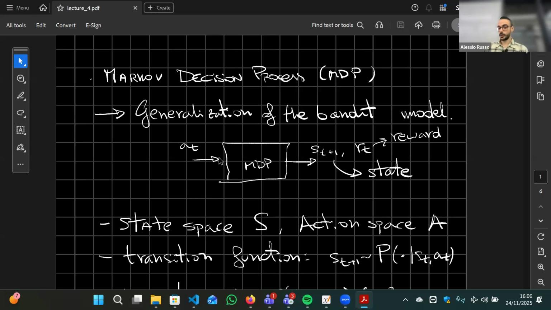So you take an action, and based on this action, the state will evolve in some way according to a transition function. So you take action A_t, and then you will observe how this state evolves, and we denote the next state by S_{t+1}. And upon choosing the action A_t, you will also observe a reward R_t.